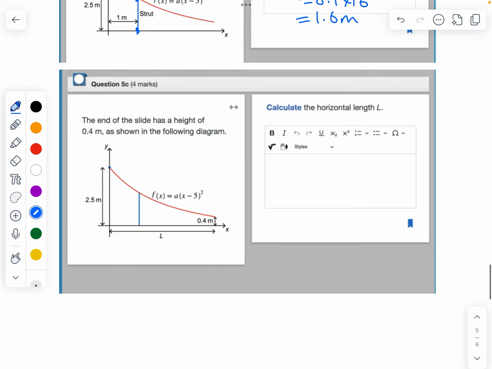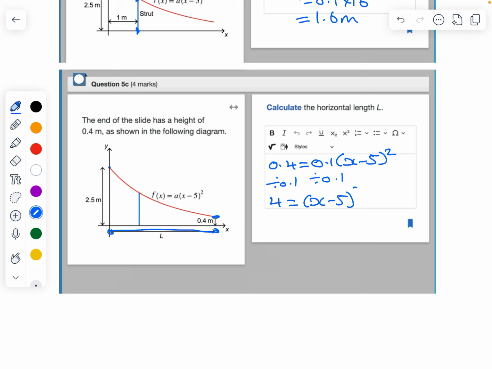Then the last question has said, what is the length of the actual slide? The slide doesn't actually touch the floor, it only goes down to 0.4 meters. So I am going to make the equation equal 0.4. So 0.1 times x minus 5 squared. I'm going to divide both sides by 0.1. So 4 equals x minus 5 squared. Square root both sides. 2 is x minus 5. And then add 5 to both sides. And that means that x is 7 meters.